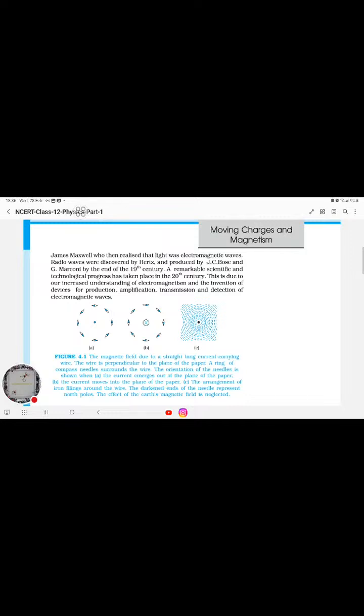detection of electromagnetic waves. So after this came the unification of electricity and magnetism: the laws based on electricity and the laws based on magnetism were all unified together, and finally we came to the conclusion that light was an electromagnetic wave, and from there on we tried creating electromagnetic waves, we tried creating their production, amplification and transmission, all such things.